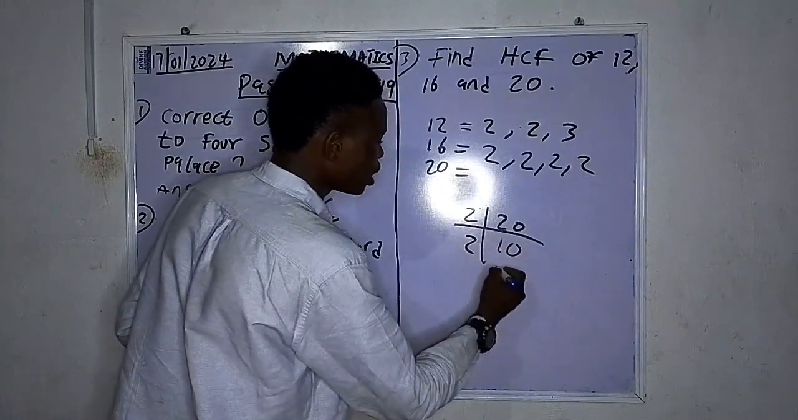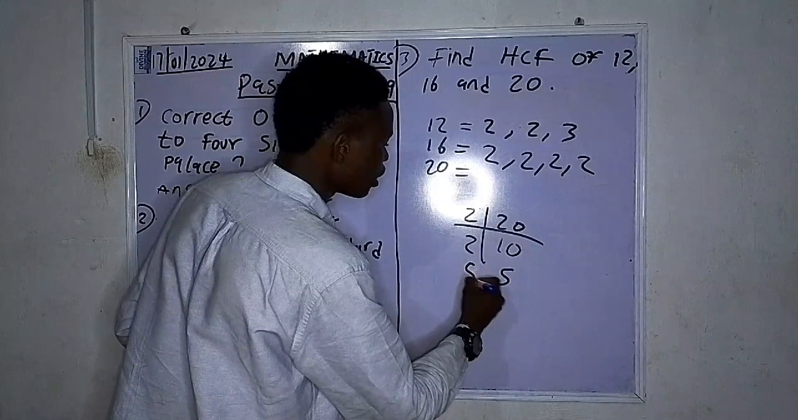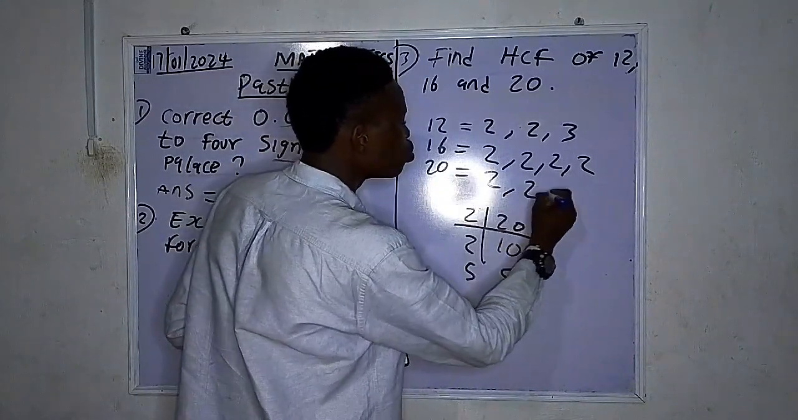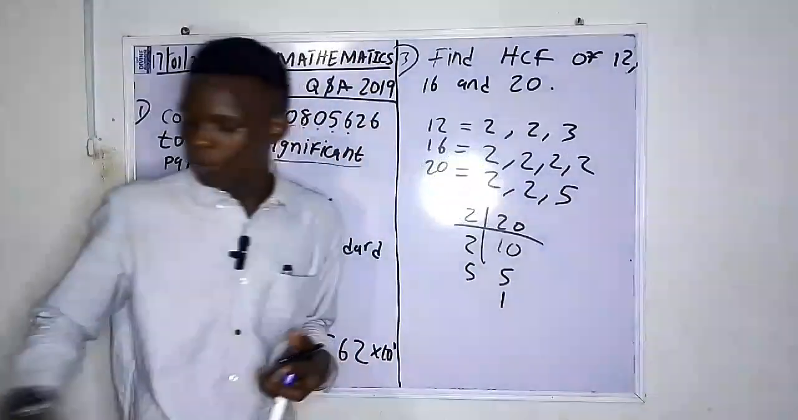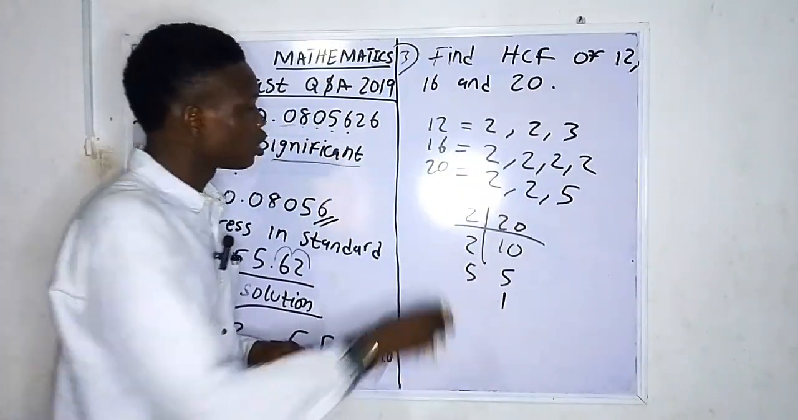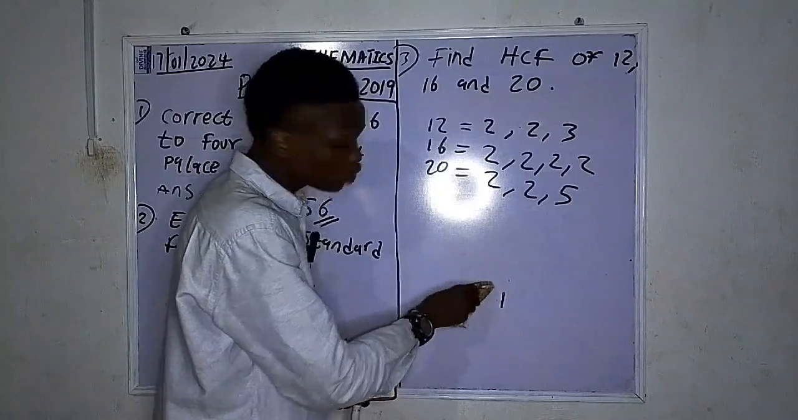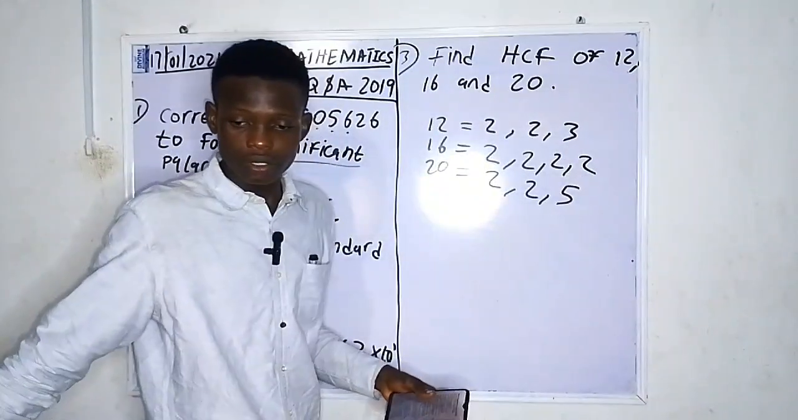We have 2 here, which is 5. Then 5 here is 1. So our factors here are 2, 2, and 5. Now let's go. This is where the solving is going to take place.